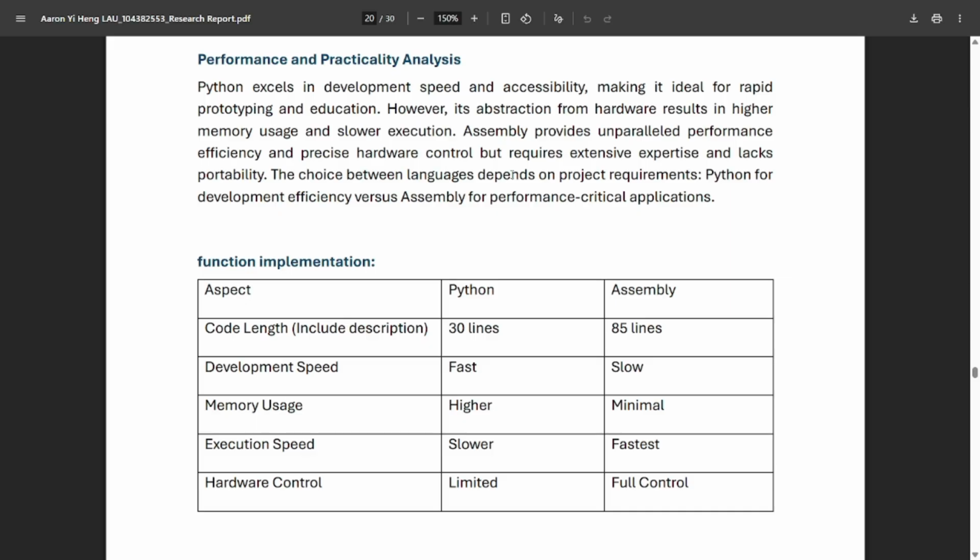It's perfect for rapid development, testing ideas, and creating applications where raw speed isn't the top priority. Assembly is the opposite. It takes much longer to develop, and every detail must be handled manually, but in return, it provides maximum efficiency, minimal memory usage, and complete control over how the CPU operates. So overall, Python prioritizes productivity and readability, while assembly prioritizes performance and control. The best choice depends on the goal of the project.